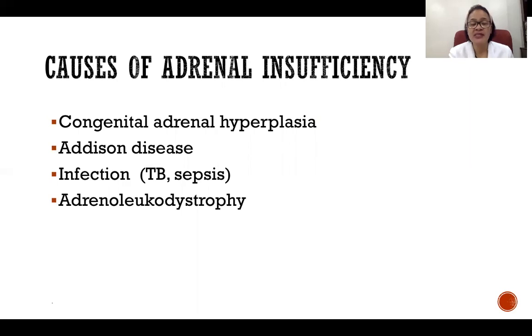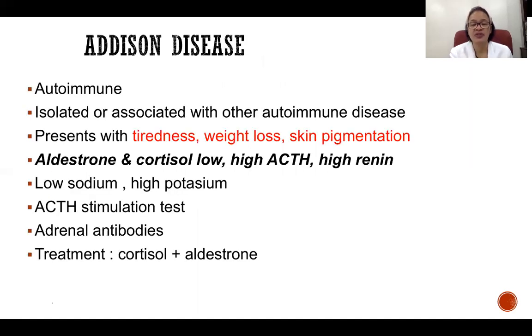So we have congenital adrenal hyperplasia. You have Addison's disease. Infections like TB and sepsis can also cause this insufficiency, and adrenoleukodystrophy can also cause this adrenal insufficiency. Okay, let's have first your Addison's disease.